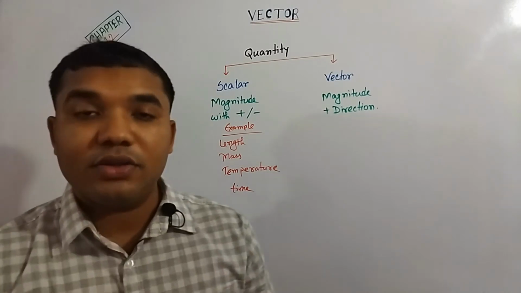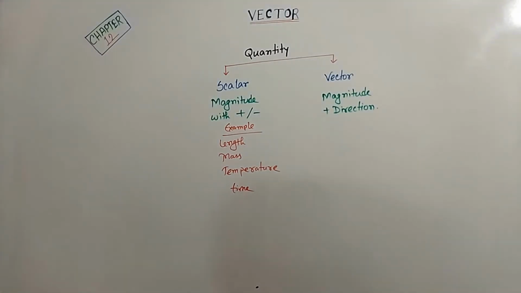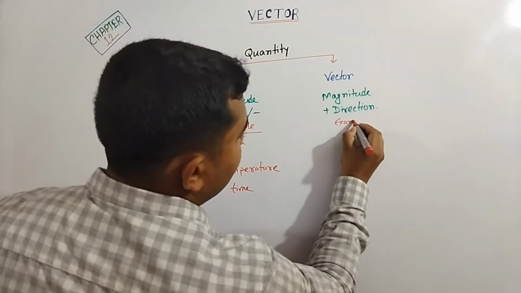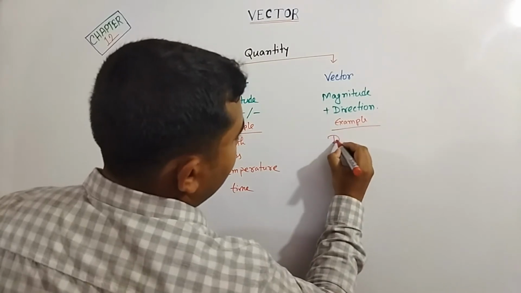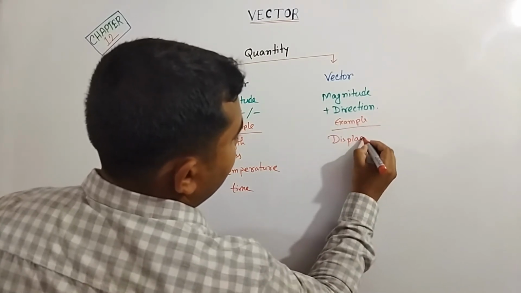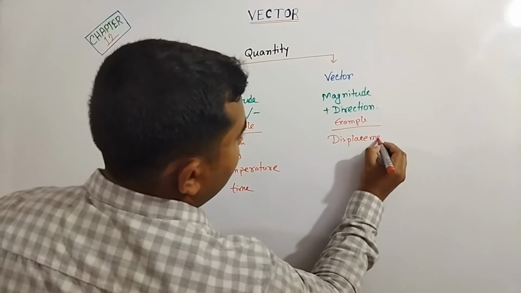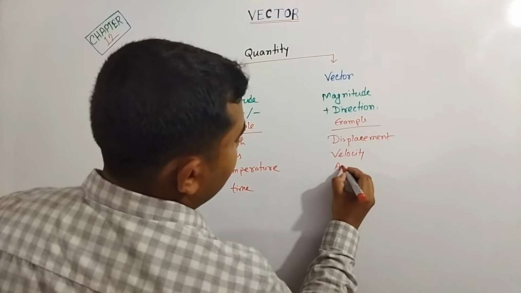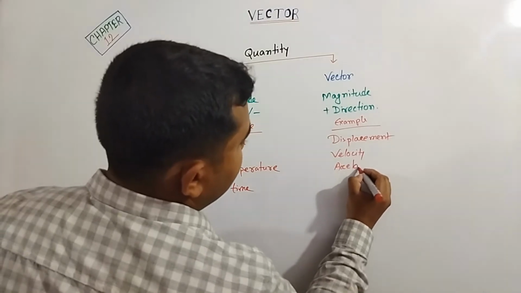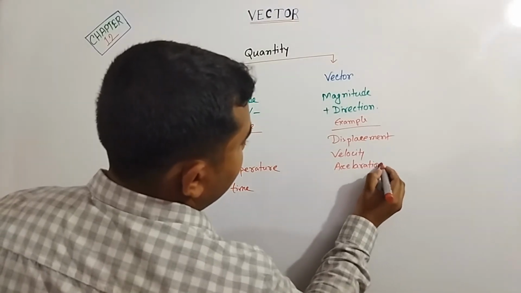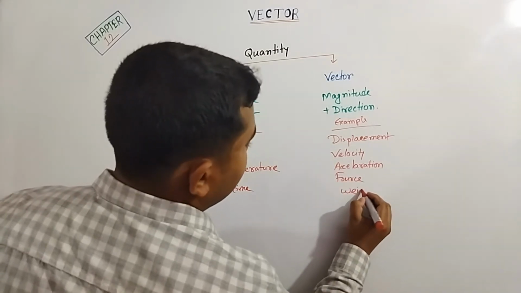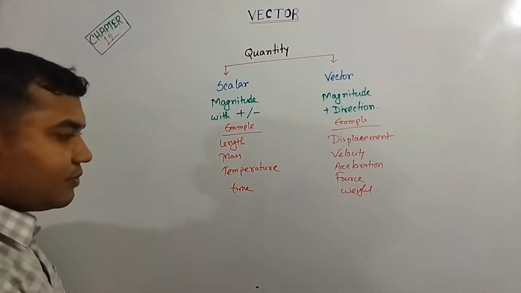But in the case of vector, we need both of them. So we need some examples of it also. It can be displacement, velocity, acceleration, force, and also weight, and so on.